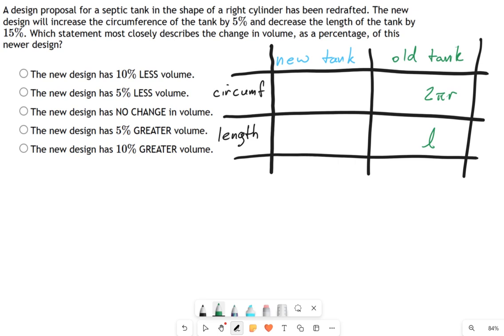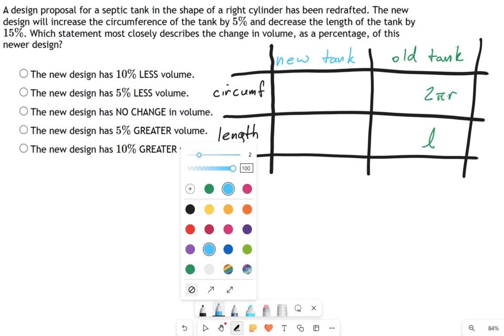Now, I've already put 2 pi r for the circumference of the old tank and L for the length of the old tank. We don't know what those are, but let's just put them there for placeholders. I think they'll be useful.